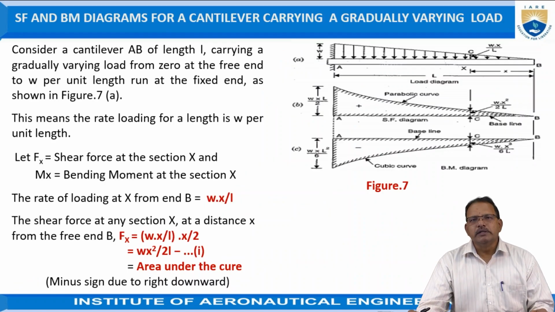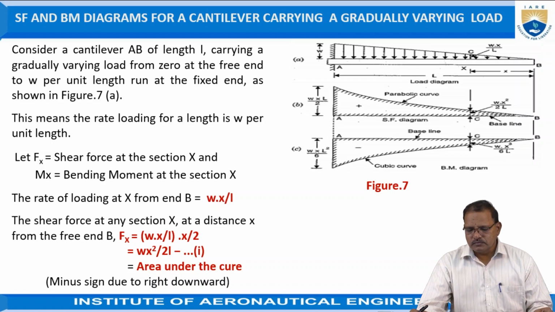Now today we are considering the shear force and bending moment diagram for a cantilever beam carrying a gradually varying load. Here a cantilever beam is a beam in which one end is fixed and the other end is free, as shown in the figure.